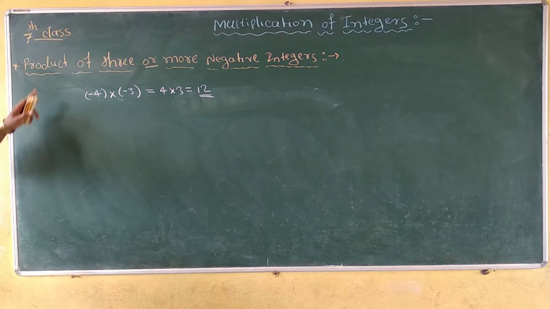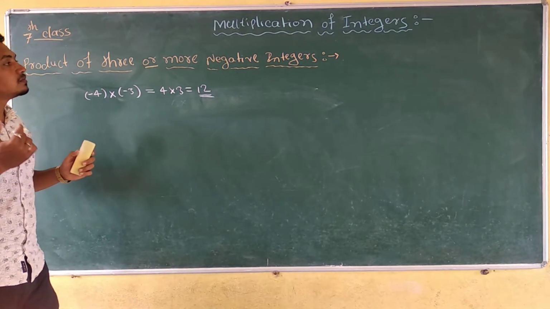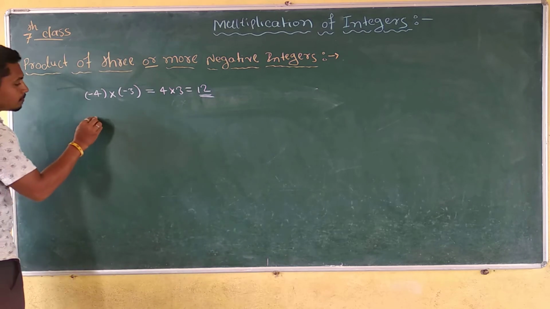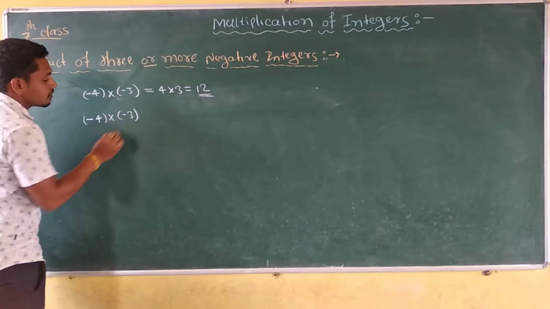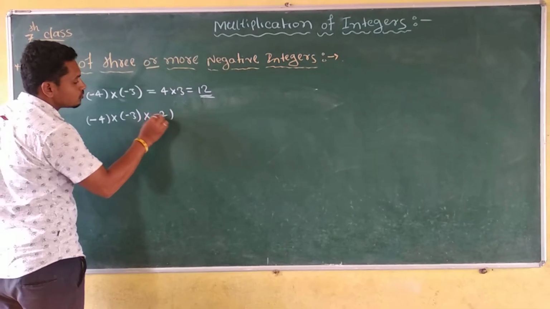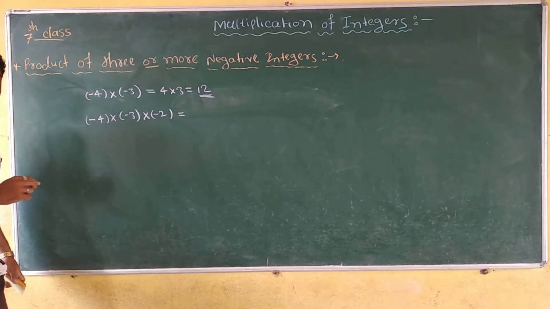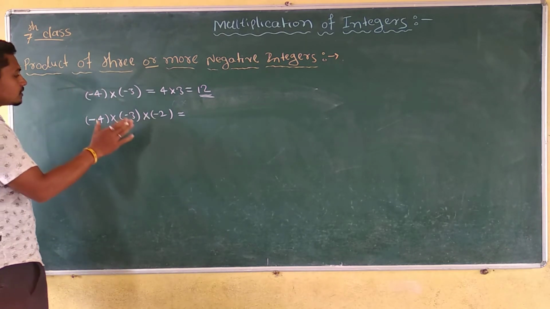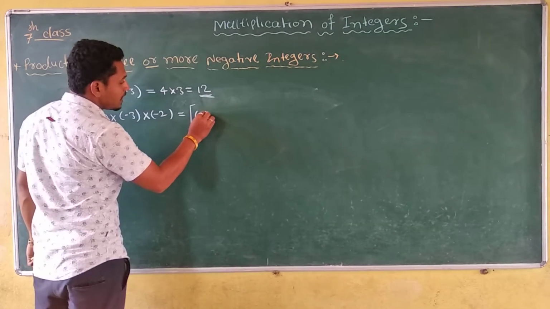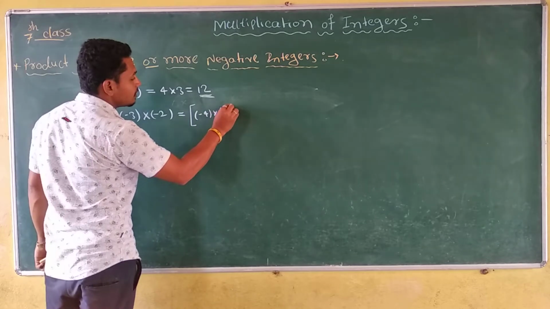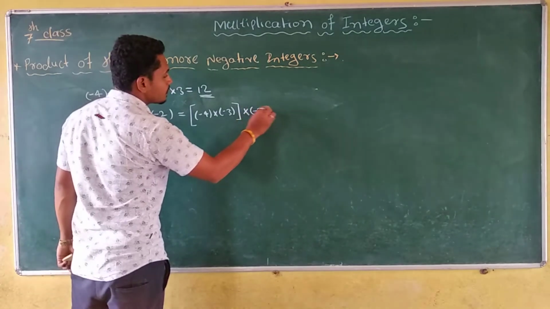Next, the product of three negative integers. What would be the product of three negative integers? See here: minus 4 into minus 3 into minus 2 is equal to. These are the three negative integers, and now I have to find their product. See here in the bracket: minus 4 into minus 3, into minus 2.